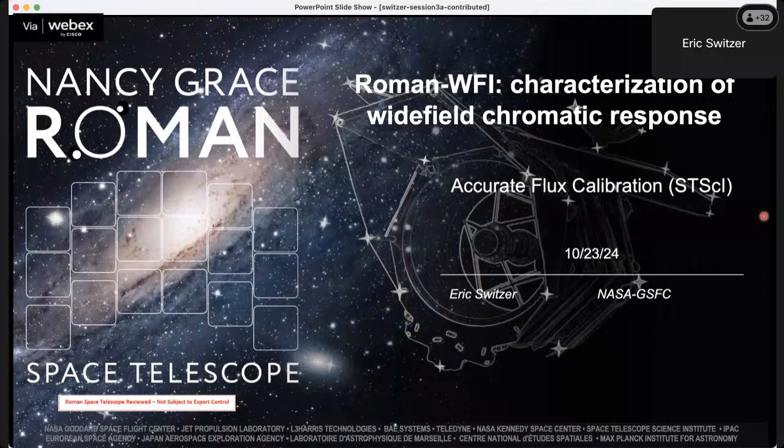Well, thanks all for improvising on the online arrangement here. So I'll be talking about a characterization of the wide field chromatic response of the Wide Field Instrument. This is just one aspect of the overall flux calibration, but it's one that's important for Roman's cosmology surveys. The motivation here is that differences between the true and the modeled chromatic response can result in systematic chromatic errors.